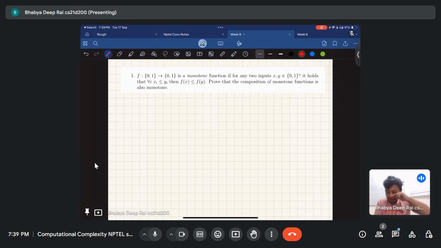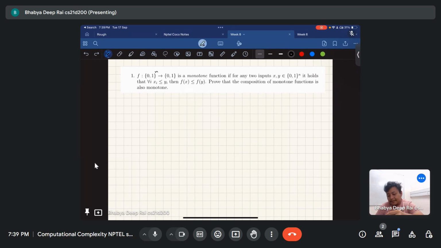Okay. So again, more about monotone functions. You have the same question. A function f from 0 1 to the n maps to 0 1 is a monotone function if for any two inputs x and y it holds that if x is at most y, then f of x is at most f of y. So this is another way to define it. In other words, if x equals 1, if you flip any of the zeros to 1, then the output will always be greater or equal.